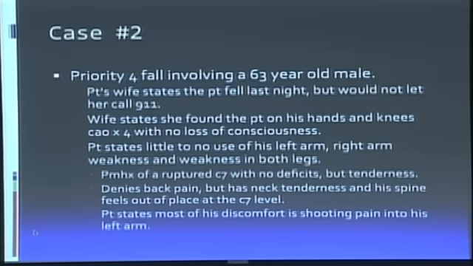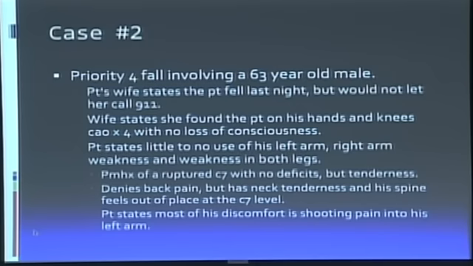His past medical history was significant for a ruptured C7 with no neurologic sequela, but he had some persistent pain, I guess, in the area of his rupture. He denied any back pain, but had neck tenderness and pain, and for some reason his spine looked like it was abnormal in its appearance.